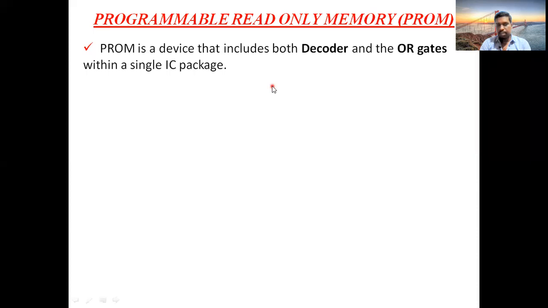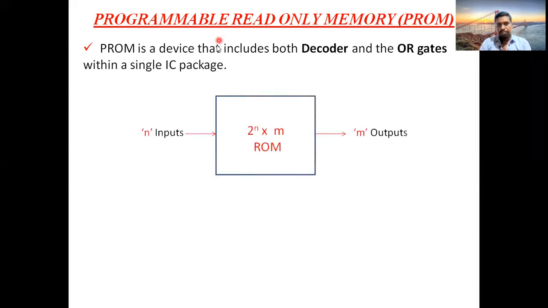See the diagram here. You will have n number of inputs on your input side, and you will have m number of outputs. For a PROM circuit, you will have n number of inputs and m number of outputs. And for n number of inputs, you will have 2 power n number of combinations. That already you know.